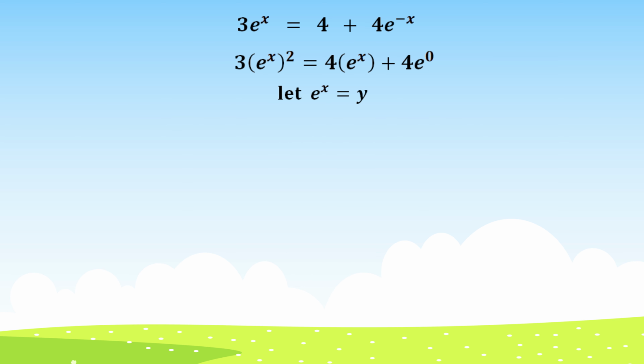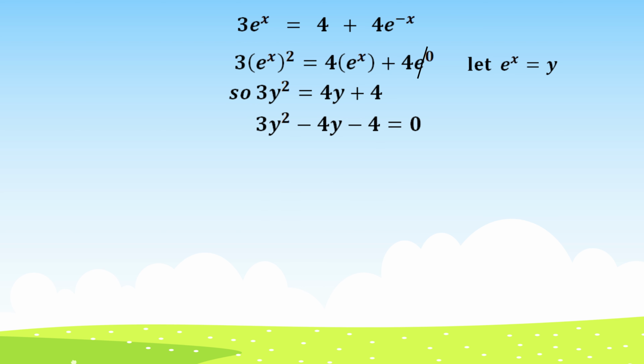Now substitute e to the power of x for another variable. Let's make e to the power of x be equal to y. This means we can replace e to the power of x with y everywhere in the equation. So we end up with 3y squared on the left and 4y plus 4 on the right, since e to the 0 is equal to 1. This is a quadratic equation, so we need to group the 4y plus 4 on the left to get negative 4y minus 4. To solve this quadratic equation, we can use the quadratic formula, or we can factorize.